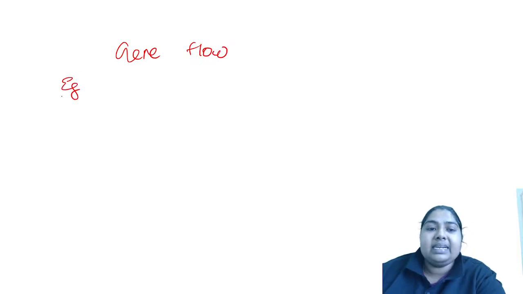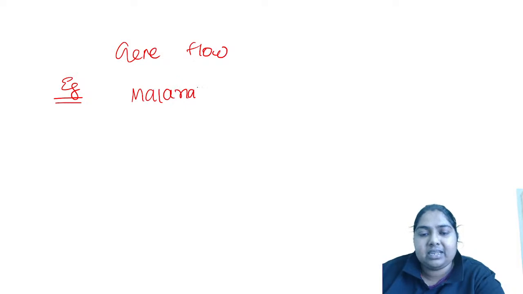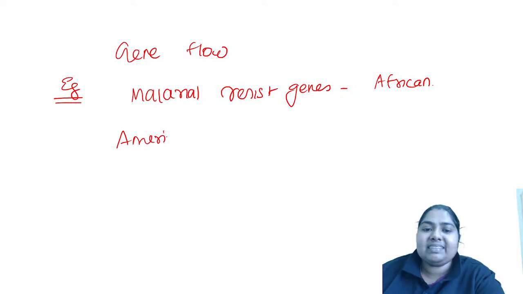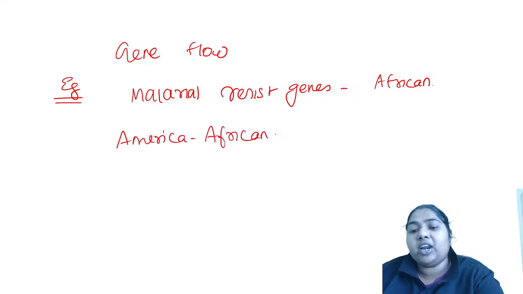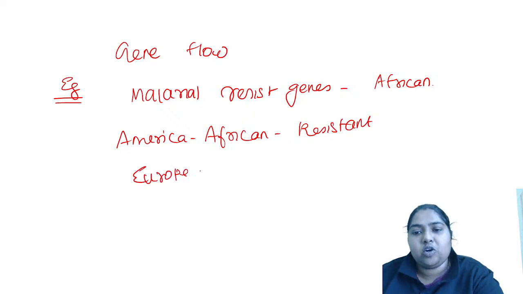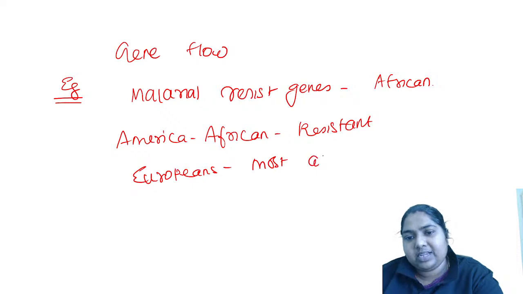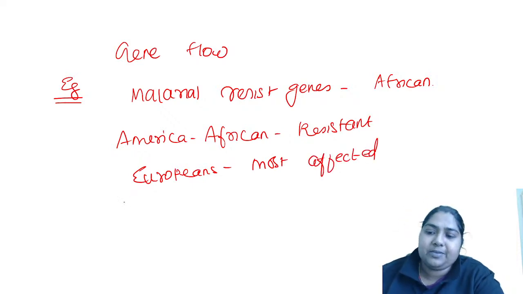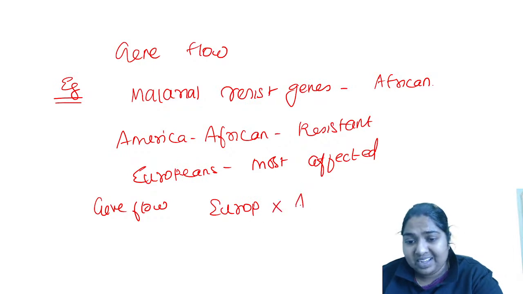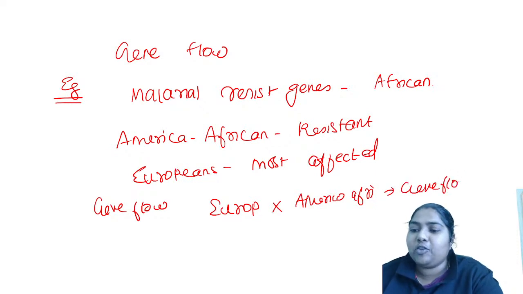The good example is the malarial resistant gene. This malarial resistant gene is very much pronounced in Africans. Americo-Africans were also resistant to it. But the Europeans were most affected, malaria was hitting them a lot. So the gene flow by means of breeding between the Europeans and the Americo-Africans led to gene flow. Because of the gene flow, they gained the resistance. So it is all the genetic makeup which is telling.